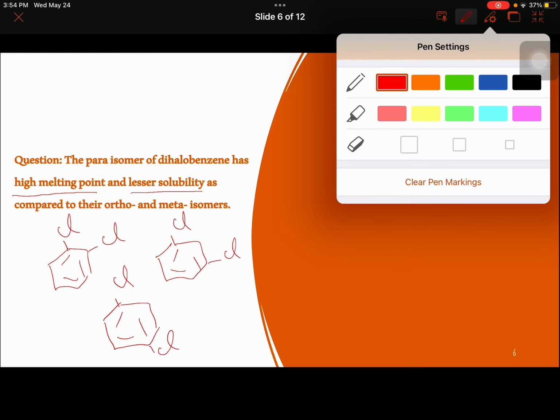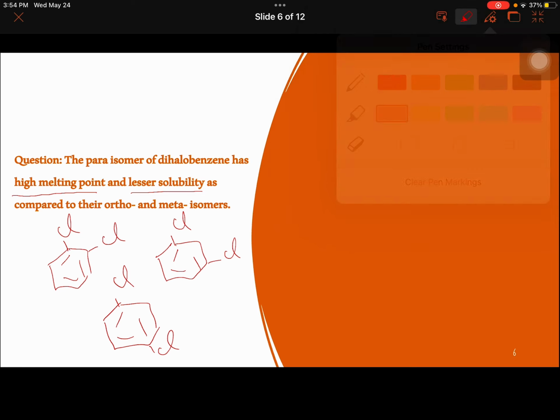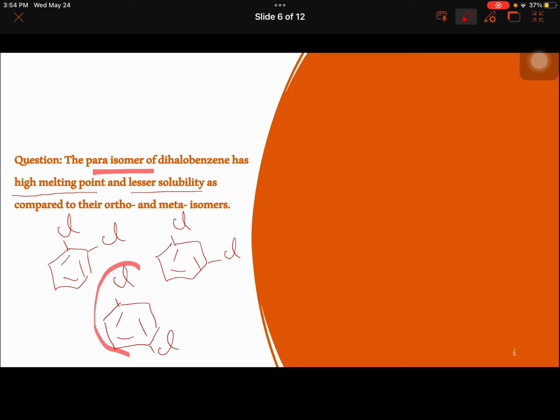Now the question is saying that the para isomer, that is this one, has a high melting point. As you can see, it is symmetrical. Anything which is symmetrical fits into the crystal lattice very well. And to disturb that crystal lattice, to break the bonds, we have to supply more energy. So the melting point increases. But why is the solubility less?